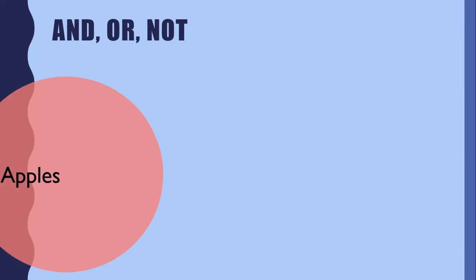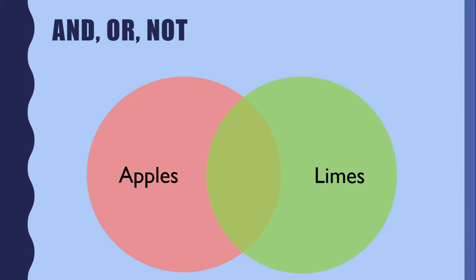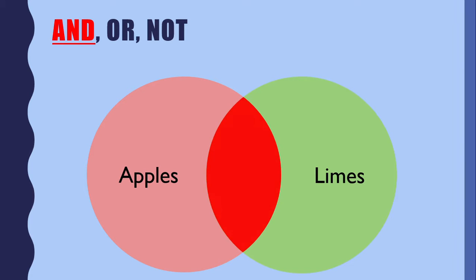Let's talk about our first group of operators, and, or, and not. To explain this function, let's discuss apples and limes arranged in a Venn diagram. If we were to search for apples and limes, what part of the diagram do you think would be highlighted? The middle. This means our search results will include items that talk about both apples and limes.